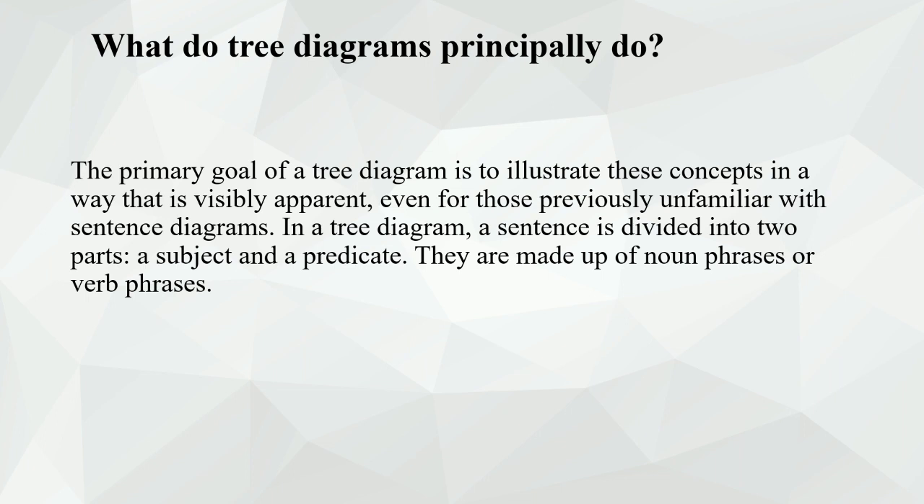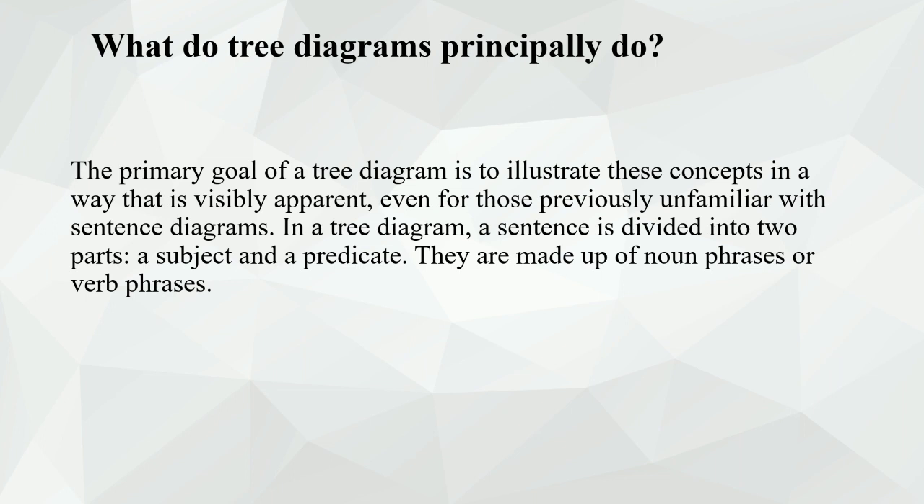The primary goal of a tree diagram is to illustrate these concepts in a way that is visible apparent. إذن التري diagram كتعاوننا بأننا نشوفوا دوك الكونسبتس اللي هي verb phrase, noun phrase, prepositional phrase, DC which means dependent clause and so on. كتبينهم لينا بواحد الشكل apparent يعني كيبان لينا مزيان visible، كيبان لينا بحال واحد سكانر من الفوق even of those previously unfamiliar with sentence diagrams.